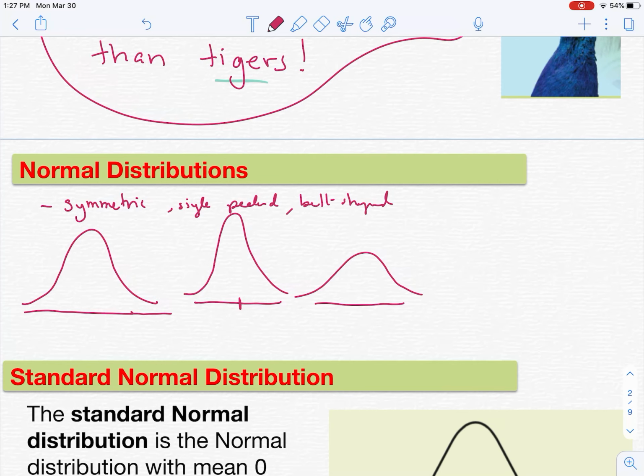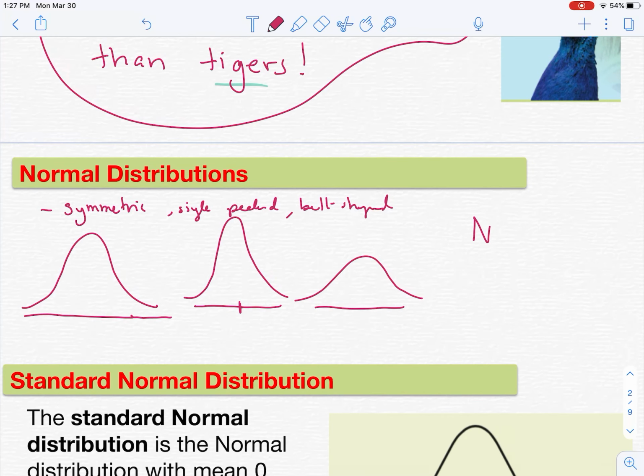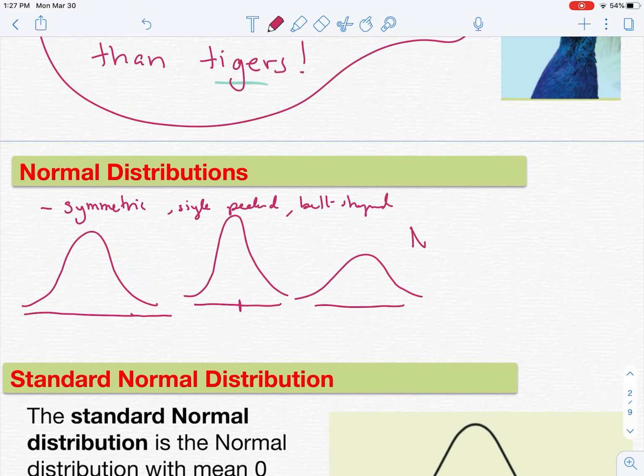Whenever I write something that's normally distributed, I write capital N for normally distributed, described by the mean and standard deviation.